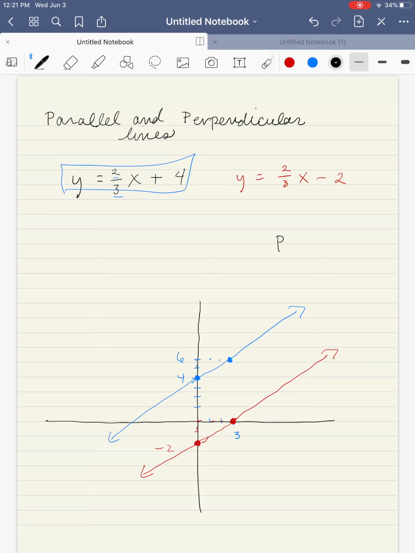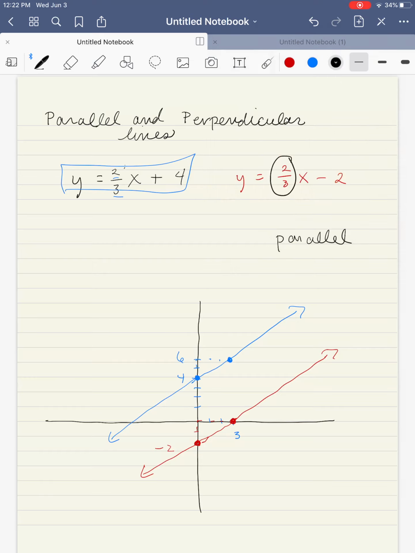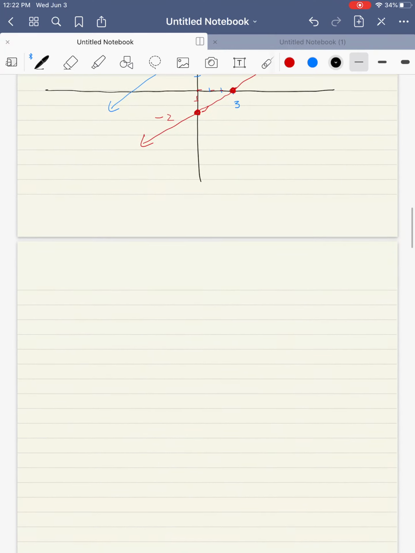And notice the relationship between these two lines. These are parallel lines. Every point goes up and over at exactly the same rate. And that's because the two slopes, m equals 2/3 here and m equals 2/3 here. So anytime two lines have the same slope, they will be parallel lines.